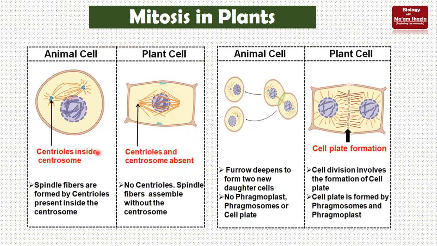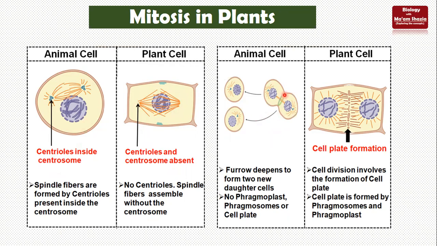So this is how plant cells and animal cells will form their spindle fibers. Prophase 1: centrioles inside the centrosome. Centrioles are there, but there are no centrioles present in the plant cell. Please note, plant cells do not have centrioles. They lack centrioles. The spindle fiber assembles without a centrosome. There are some astral tubules that help the spindle fibers to arrange in that specific order. Spindle fibers are formed by the centrosome, which we have already discussed.